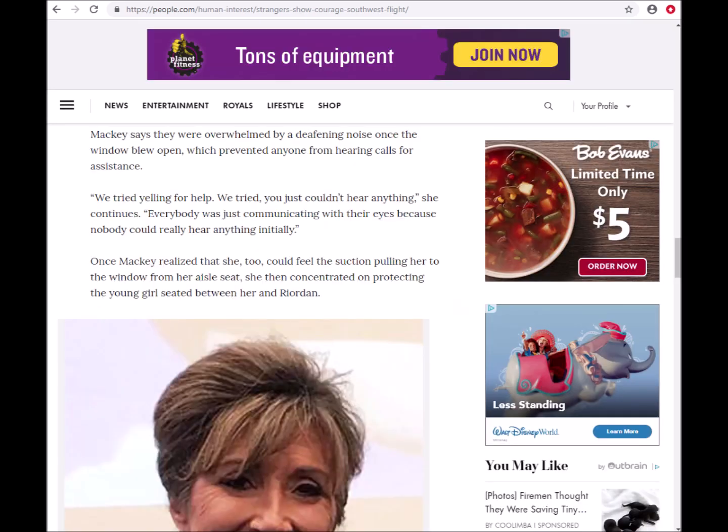Then if we look down a little further, we again hear from this person that was 2 seats over in the aisle. Then we find this paragraph. Once Mackie realized that she too could feel the suction pulling her to the window from the aisle seat, then she concentrated on protecting the young girl seated between her and the woman who was pulled out.